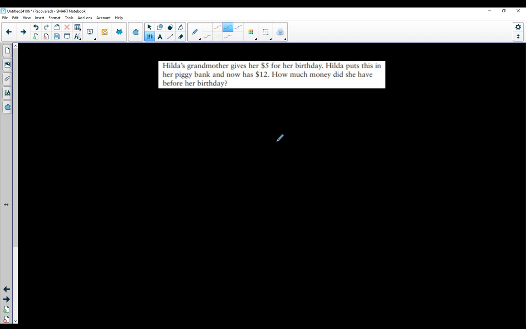Hilda's grandmother gives her $5 for her birthday. Hilda puts this in her piggy bank and now has $12. How much money did she have before her birthday? So we know at the end of the day that she's going to end up with $12. What we don't know is how much she started with. So why don't we work through that?